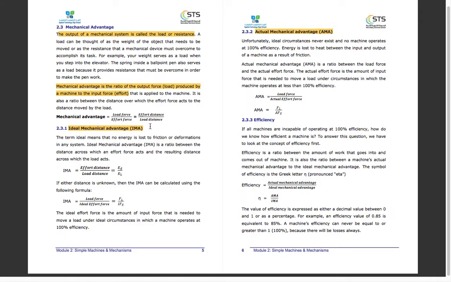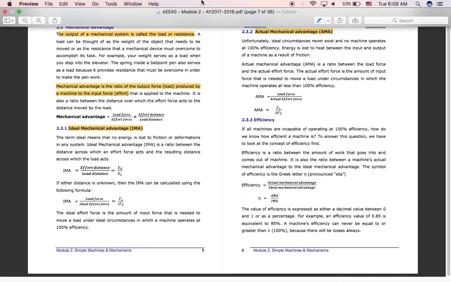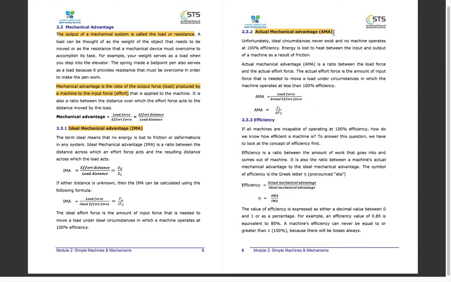Ideal mechanical advantage is when there are no forces being considered. Now, ideal circumstances don't exist. Where do we lose energy? There is friction, there is air. So because of these losses, we never get an ideal mechanical advantage. Instead, we get what is called an actual mechanical advantage. Actual mechanical advantage will always be lower than the ideal mechanical advantage.